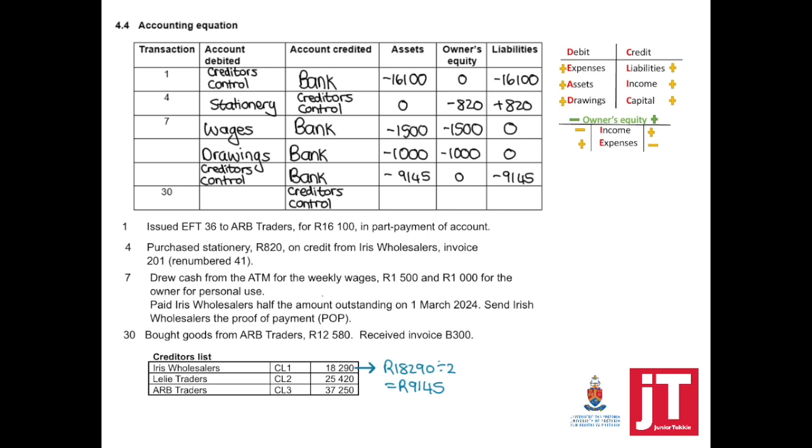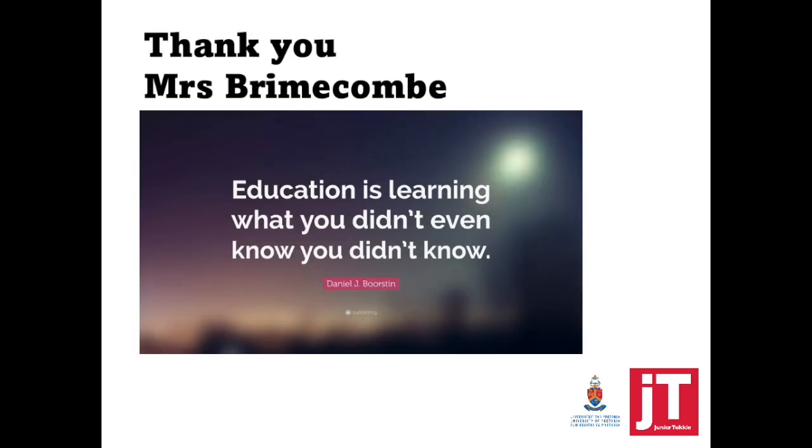On day 30, bought goods from ARB traders 12,580 on credit, means that creditors control is credited. What did we purchase? Trading stock, which is debited, assets plus, and liabilities plus. So again, you can use this as a tool if you are not 100% sure.